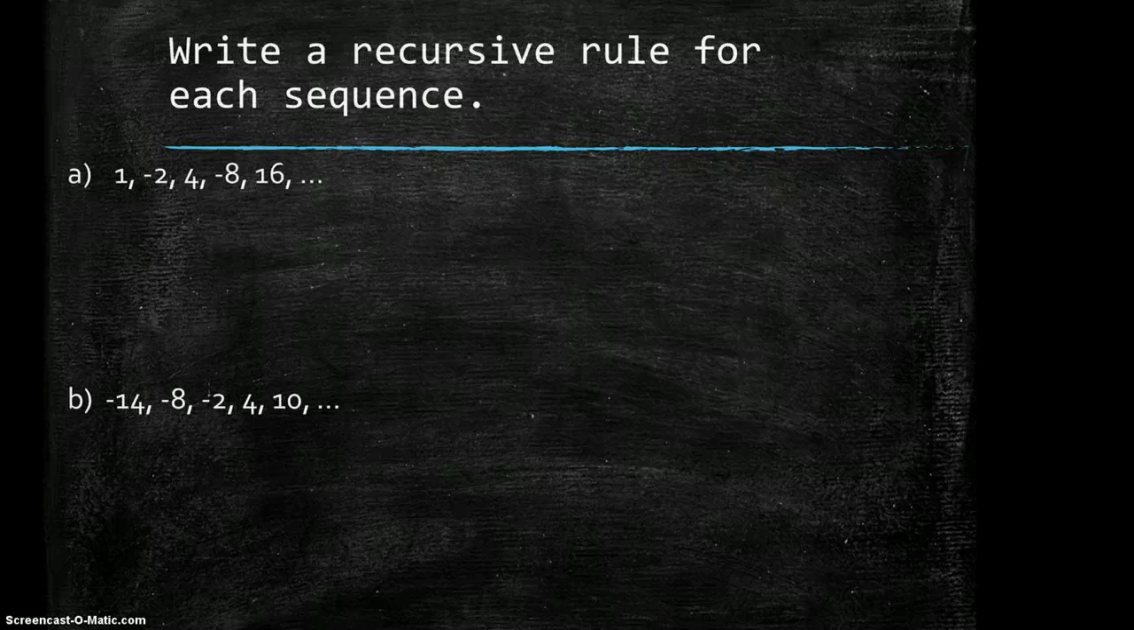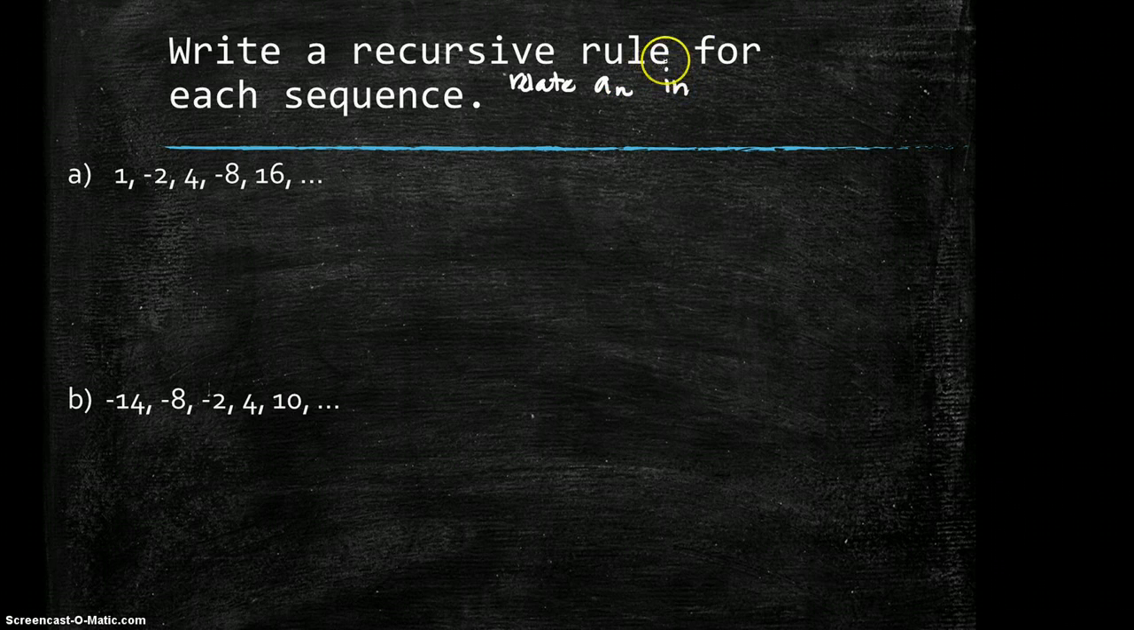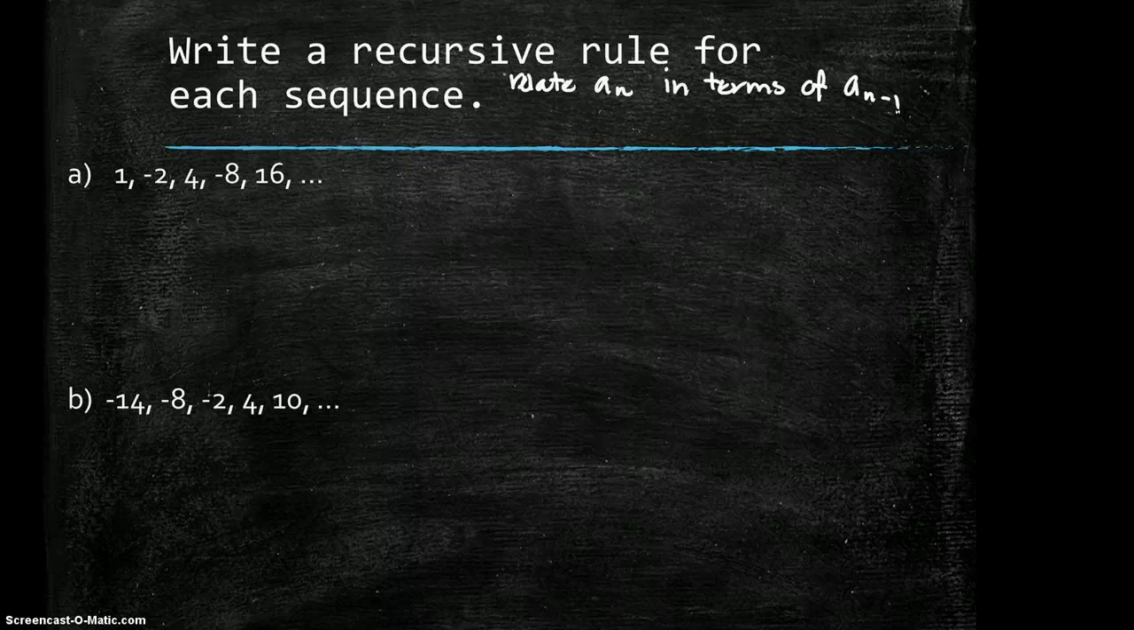All right, the next thing that we would like to do is just to show you now how to write a recursive rule for each sentence. Remember, recursive means that we want to relate a sub n in terms of a sub n minus 1. So basically what you're asking here is, what do I need to do to the first term to get the next term? So what do I need to do to 1 in order to get negative 2? Well, it looks like I just have to multiply by negative 2.